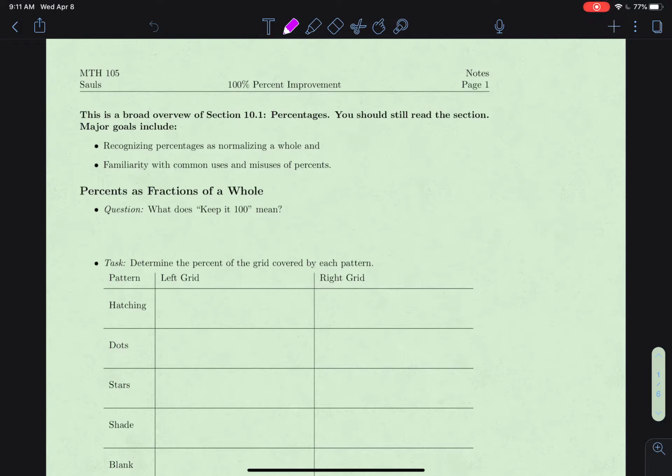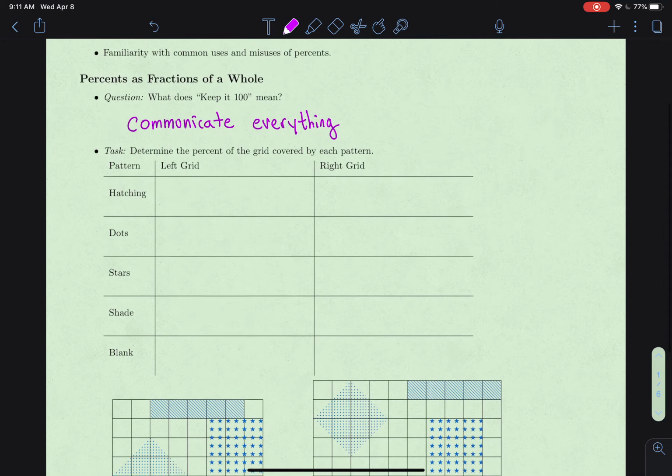Answer that to yourself for a second. But then think, if somebody's keeping it 100, they're totally real. They're telling you everything. They're communicating it all. So the 100 represents everything. Even if there aren't 100 individual objects in whatever you're talking about, 100 is what we mean by all.